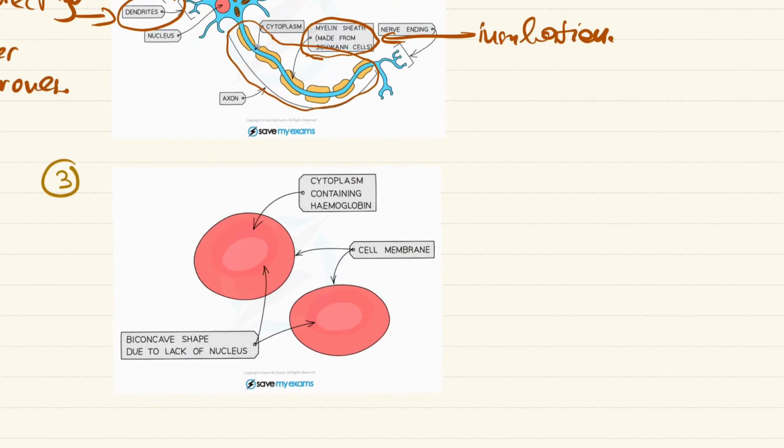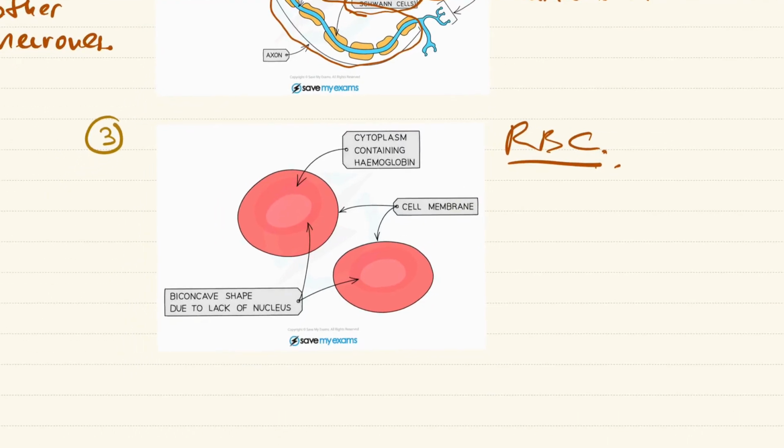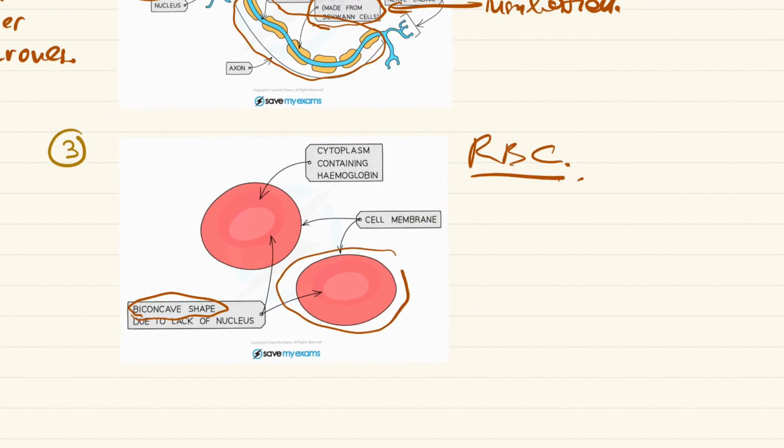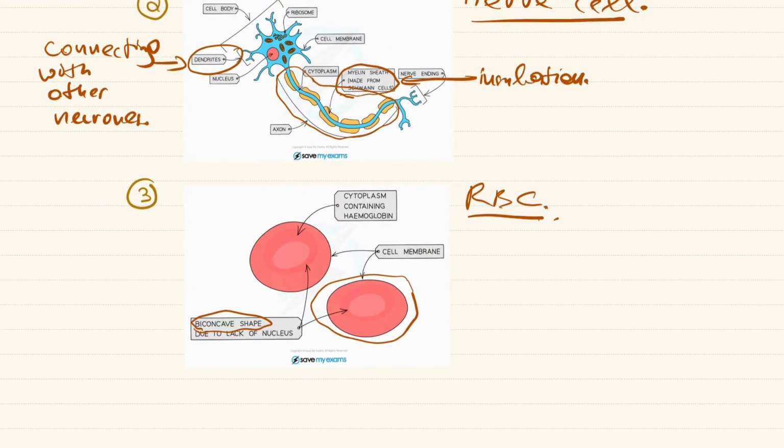And the third one is the red blood cell. It has a biconcave shape, and it has no nucleus, so it can be fully filled with hemoglobin. As there is more hemoglobin in the cell, it can efficiently transport oxygen throughout the body.